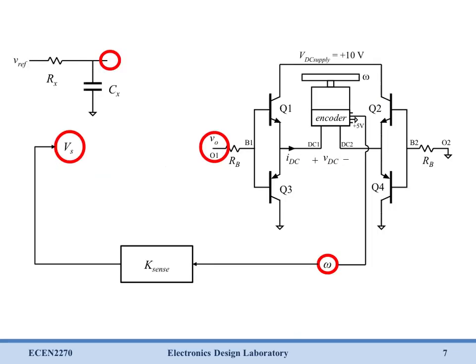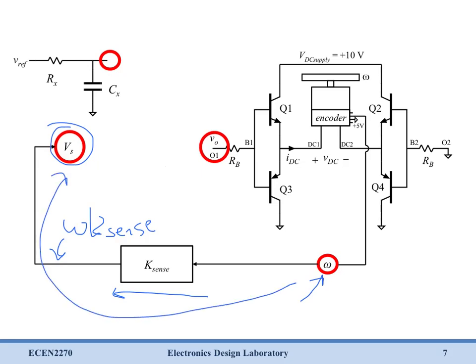So if we plug that back into our diagram, you'll see that it simplifies things quite a bit. Here we have omega coming out of our motor. We simply multiply by k sense. And so this node right here is going to be omega times k sense, which is equal to Vs. And so that's that portion of the loop.